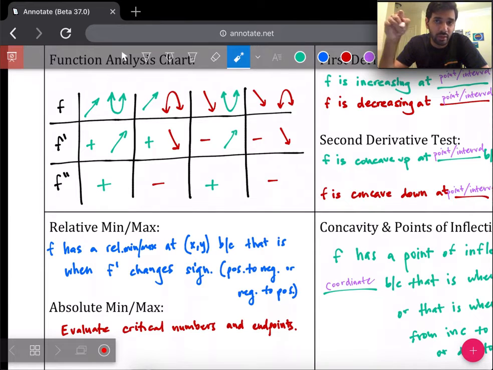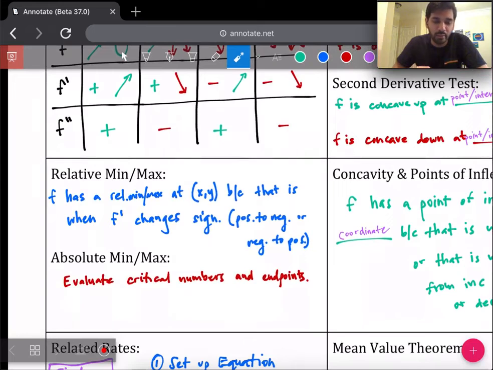And so your justification would be, since f prime changed sign, I have a relative extrema at the top of that. Or if it was a negative to a positive, you have a relative minimum. And then absolute minimum and maximum is very similar, except for absolute, you need to also evaluate your endpoints. Your endpoints of the interval. So I'll just make a note of that down here. Your endpoints will be from a to b, or some two values that are on your graph or on your table in the given problem.